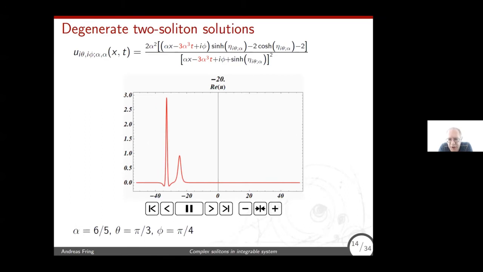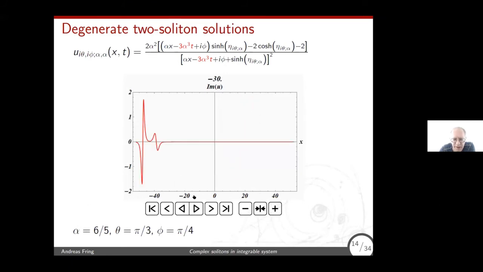They just exchange position at the origin, but they move simultaneously. And similarly, also the imaginary part has this property. You can see the two soliton structures, how they overtake each other. But this is not entirely true.